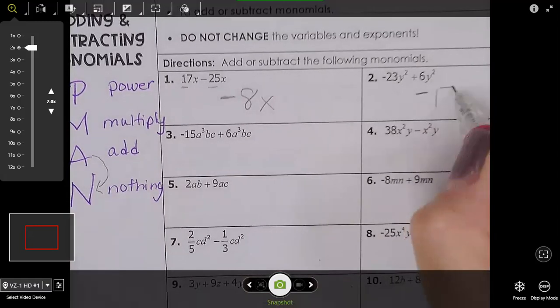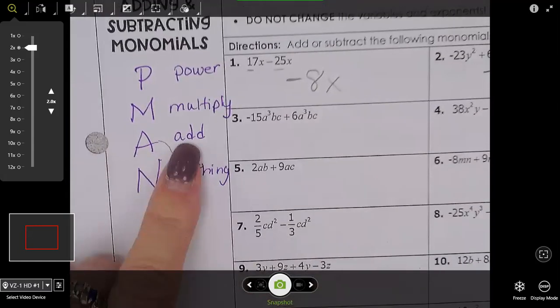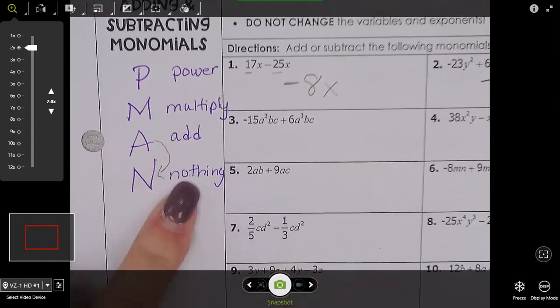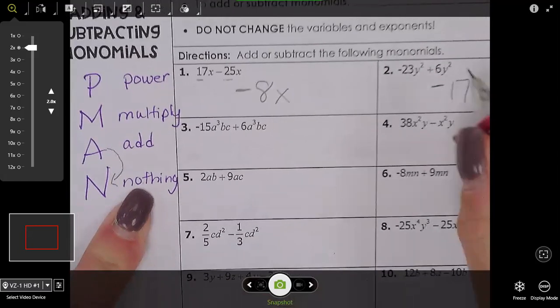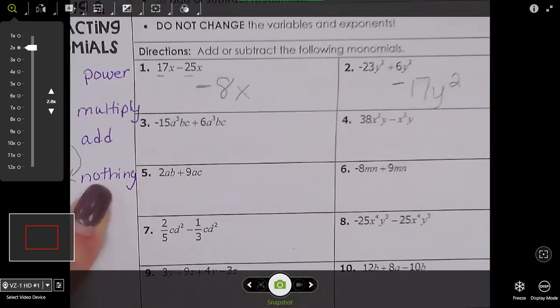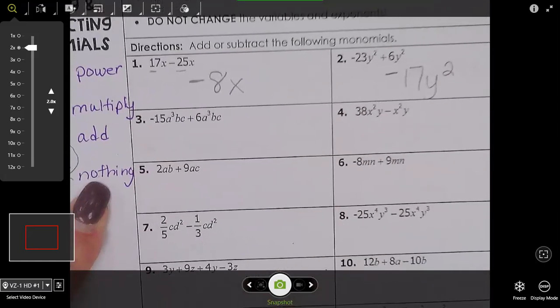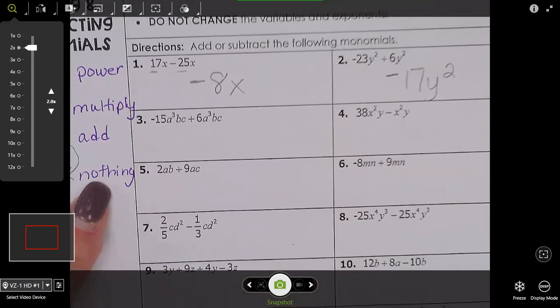Okay, and since we are adding, we do nothing to the variable and the exponent. So I write down the variable and I leave my exponent alone.